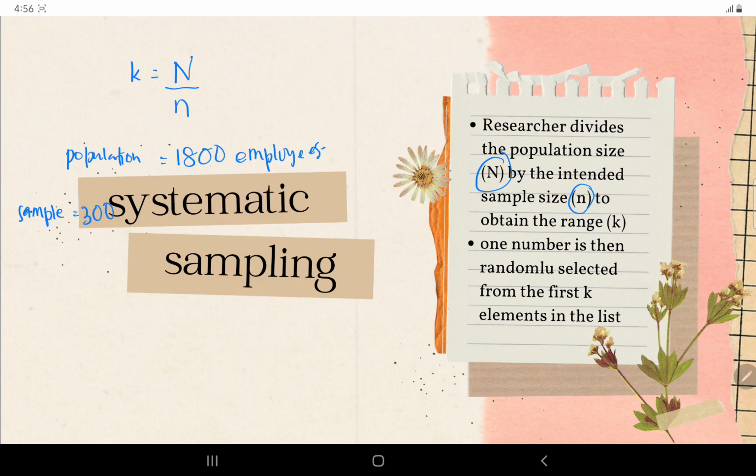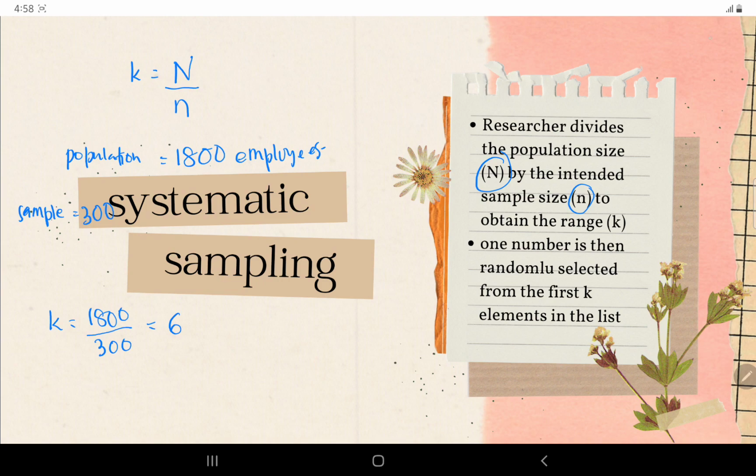Okay, if we are about to use systematic sampling, so all we need to do is first we need to find what is our K range K. So our K is 1,800 divided by 300. Okay, so it is equal to 6. So our range is 6.